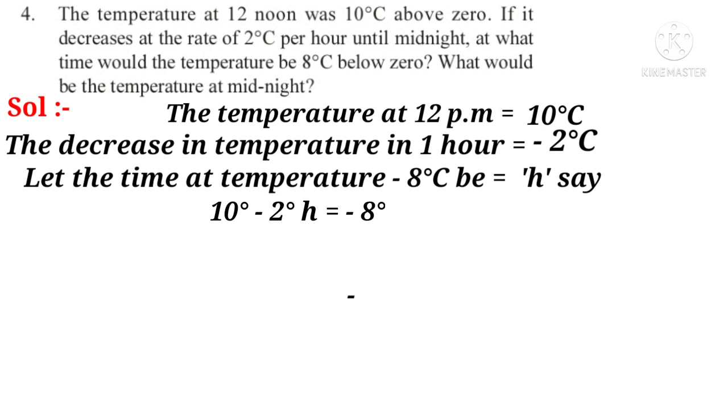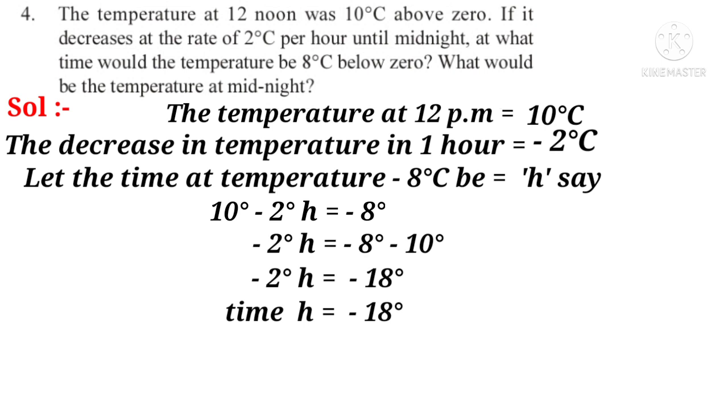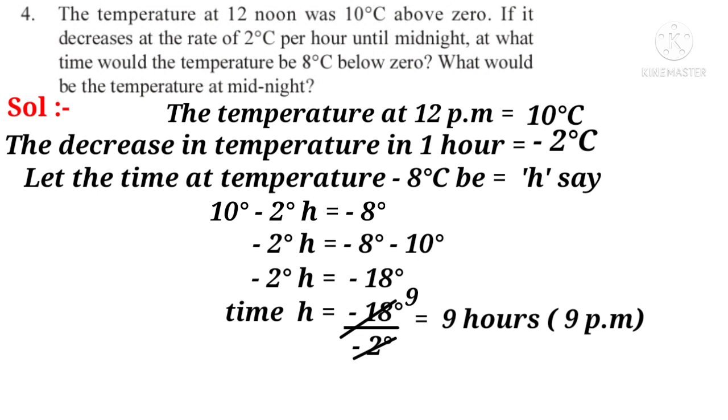So minus 2 degrees h is equal to minus 8 degrees plus 10 degrees becomes minus 10 degrees. So minus 2 degrees H is equal to minus 8 minus 10, minus 18 degrees. So time taken H is equal to minus 18 degrees by minus 2 degrees. Minus divided by minus is plus. On simplification by 2, 2 9 ja. So H is equal to 9 hours. So at 9 p.m. the temperature becomes minus 8 degrees centigrade.